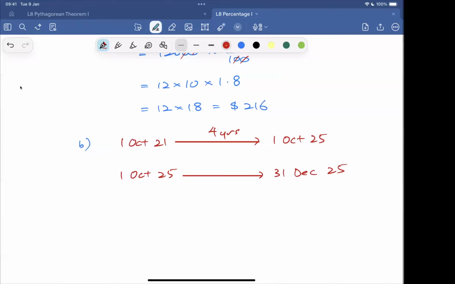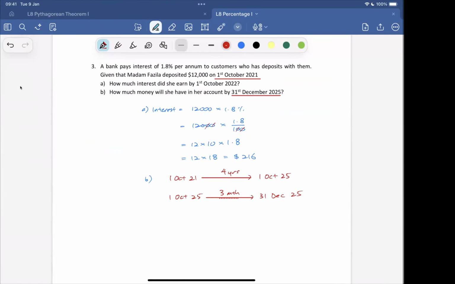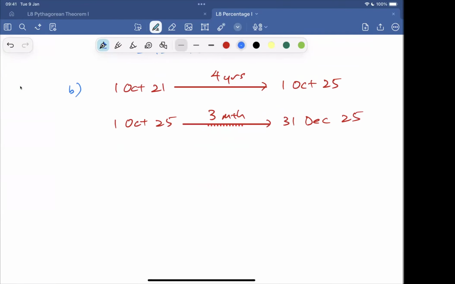Now, from the 1st of October, 2025, all the way till the 31st of December, 2025, how many months have passed? October is the first month, right? 3 months. Correct. So October, November, and December, 3 months. So what is the total time that has passed? 4 years and 3 months. Correct. So let's write down.